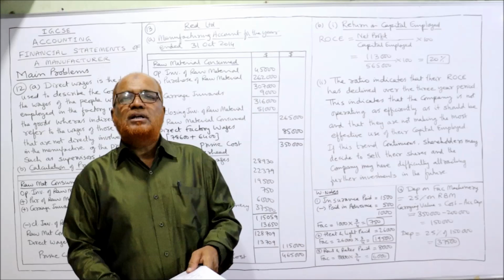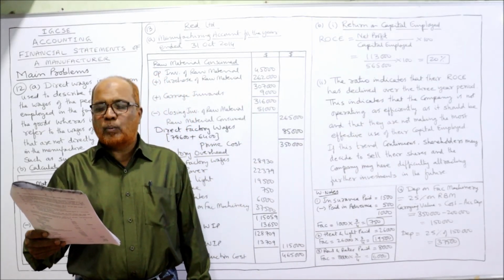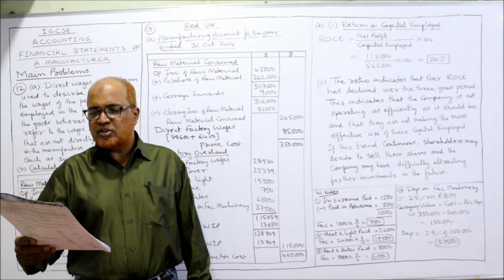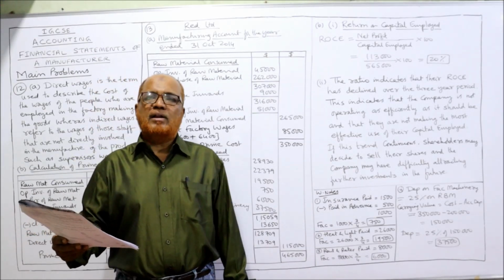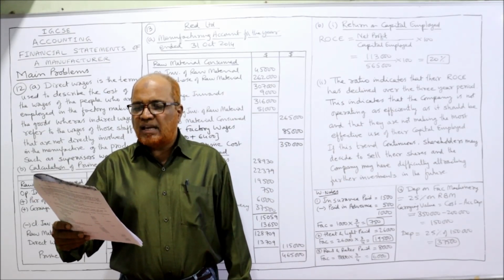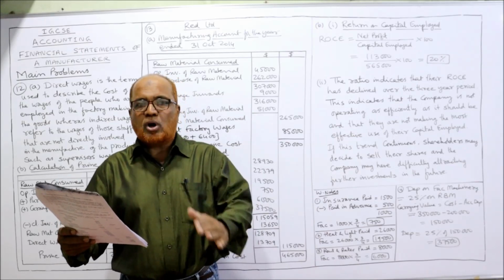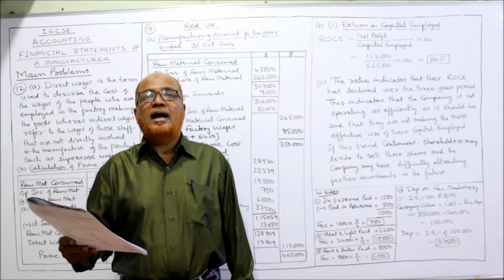Now I am coming to the 13th problem. Red Limited manufactures footwear. It provided the following information for the year ended. So again, a manufacturer is there. Information is given. Inventory on 1st November 2013, beginning of the year, and 31st October 2014 is the end of the year.